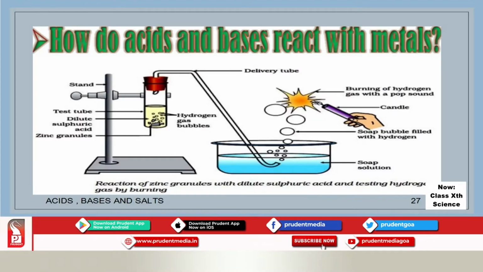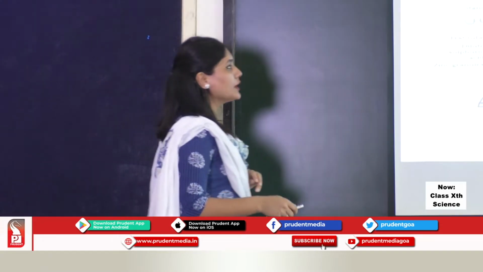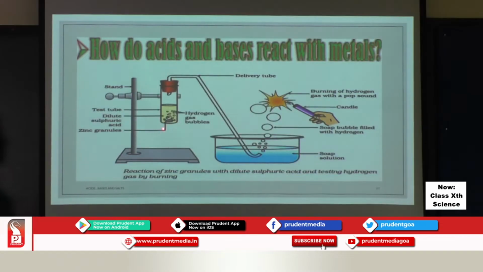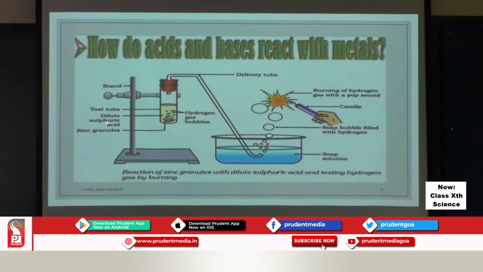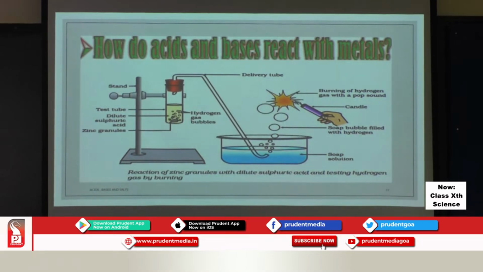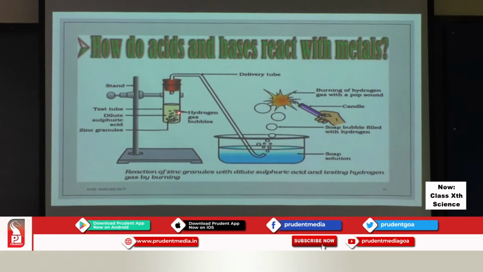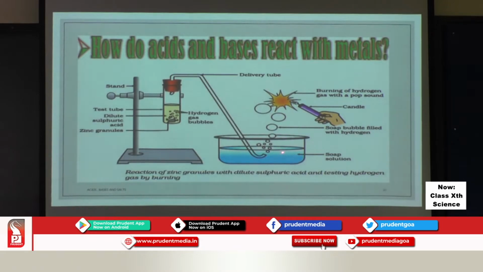So, let us look at how acids react with metal. Over here you can see a test tube is taken, and inside the test tube zinc granules are being poured. You can see this grey colored zinc granules are kept, and to the zinc granules sulfuric acid is being added. On the addition of sulfuric acid, you can see there are gas bubbles which you can see very clearly. These gas bubbles escape from the delivery tube, and over here you can see there is another beaker which consists of soap solution.